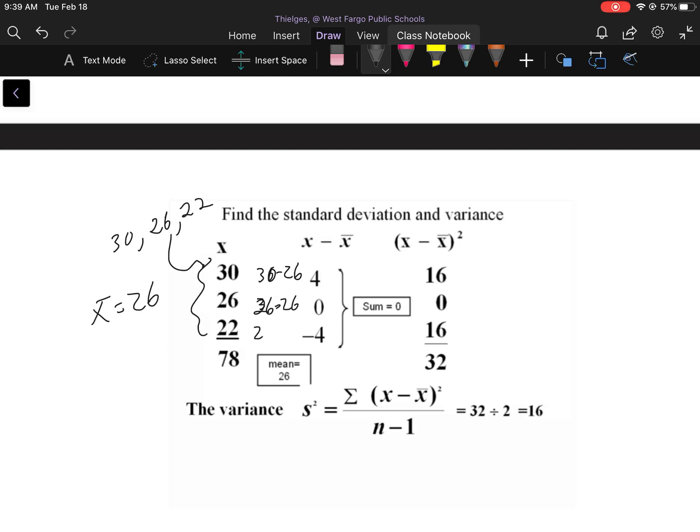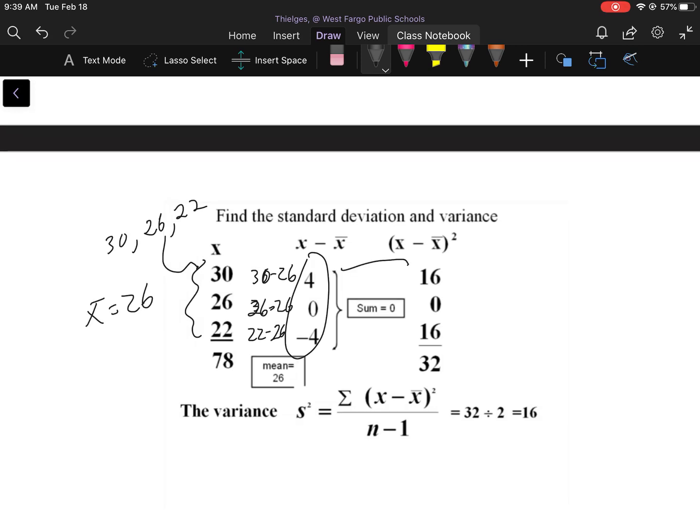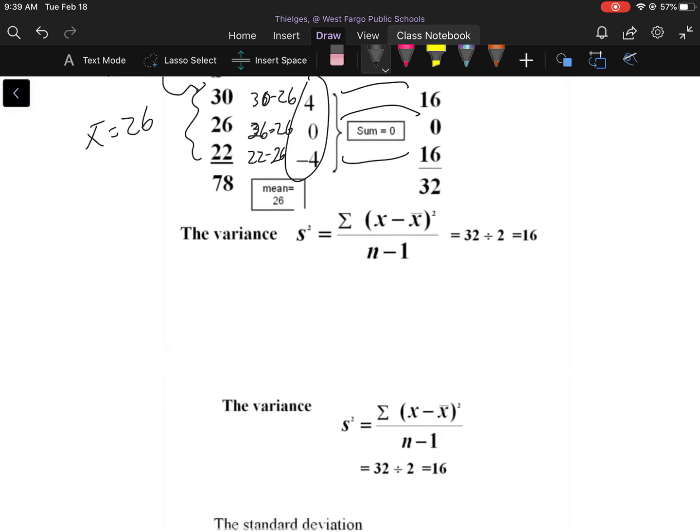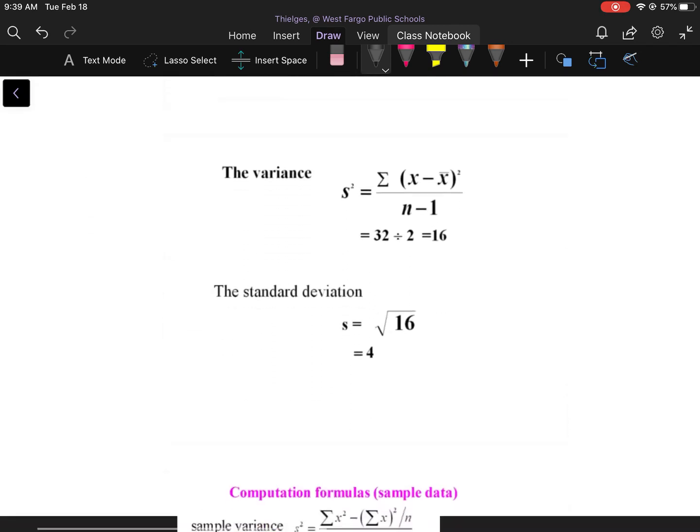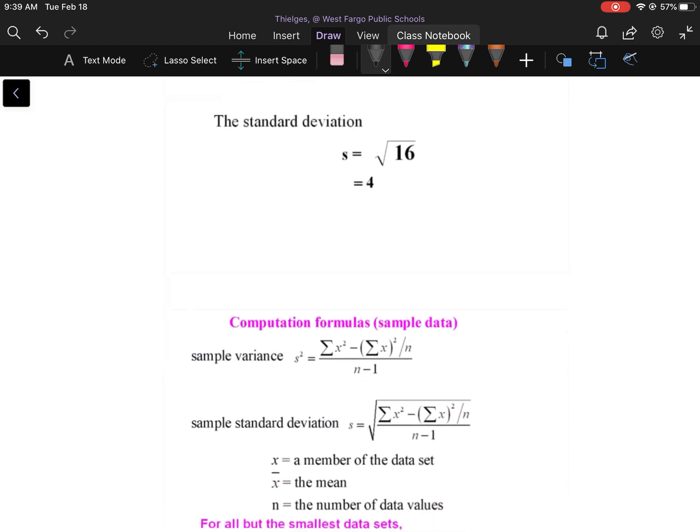26 minus 26, 22 minus 26. There's my 3 numbers there. Make sure you square them and then add them up. Don't make the mistake of adding them up too soon. And that's my numerator of 30 divided by 2, because 3 minus 1 is 2, and there's my variance of 16. Take that variance and take the square root of that, and you get my standard deviation of 4.